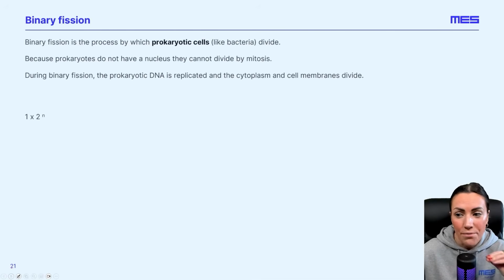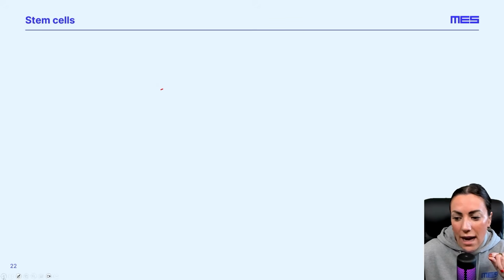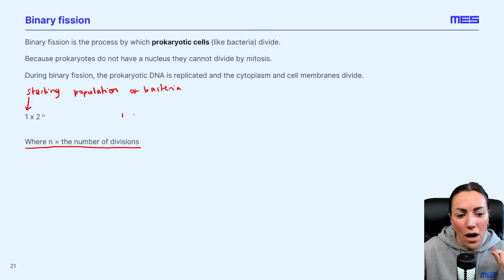Now, you might be asked to calculate the number of bacterial cells that would be present after a certain number of divisions. So the formula you would use for that would be this one here. So the number 1 represents the starting population of bacteria. So I've assumed here that we've just started with 1 bacterium, but you might be starting with 10 bacteria, in which case that first number would be a 10. So that's where you put the starting number, which is probably 1, and you multiply it by 2 to the power of n, where n equals the number of divisions.